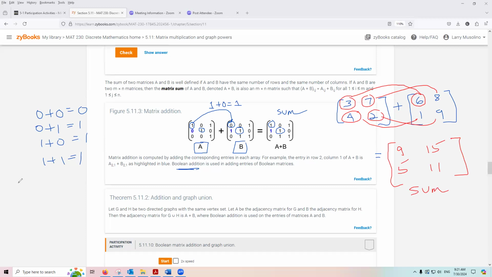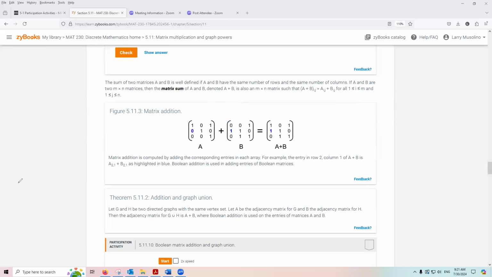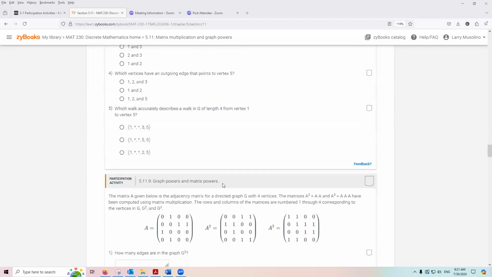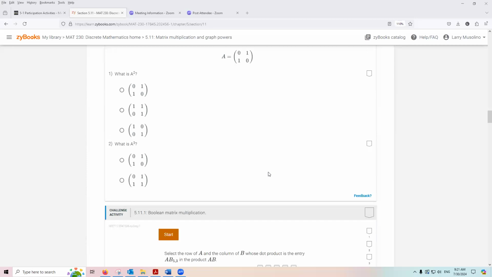All right, that's adding. Let's go back a little bit and talk about something called a dot product. So let me go to an example for that.